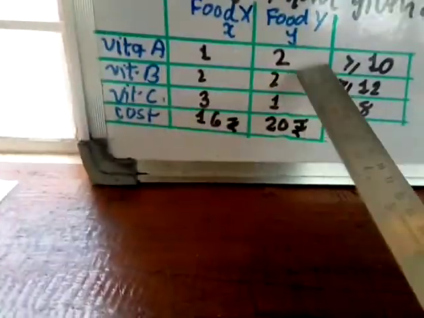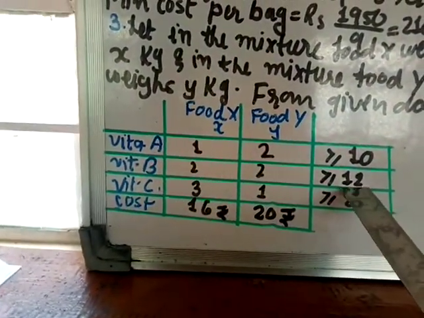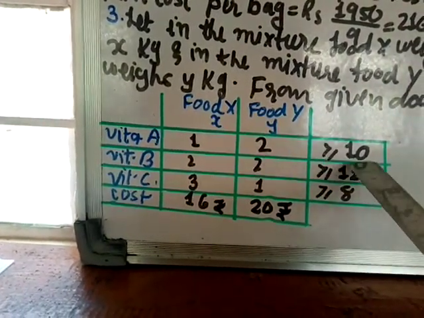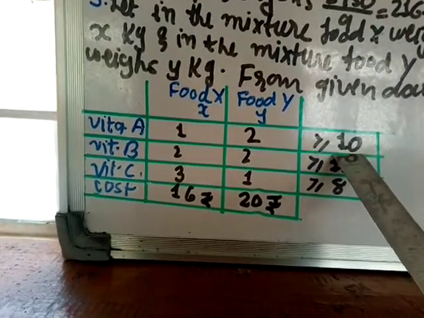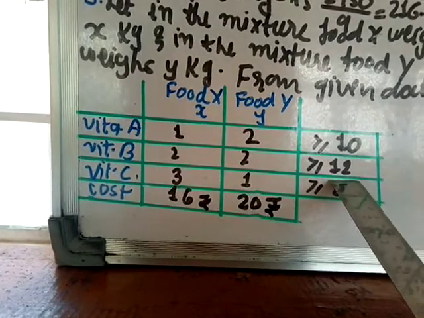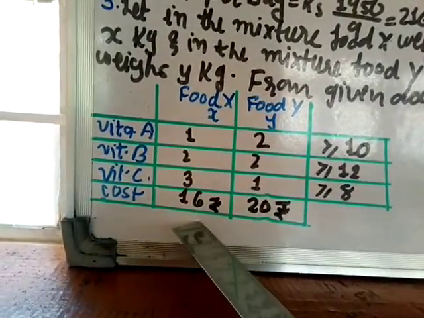The minimum given is 10 for vitamin A, 12 for vitamin B, and 8 for vitamin C. Minimum means least, so you can have 10 or more, 12 or more, and 8 or more. And the cost is given as 16 and 20.